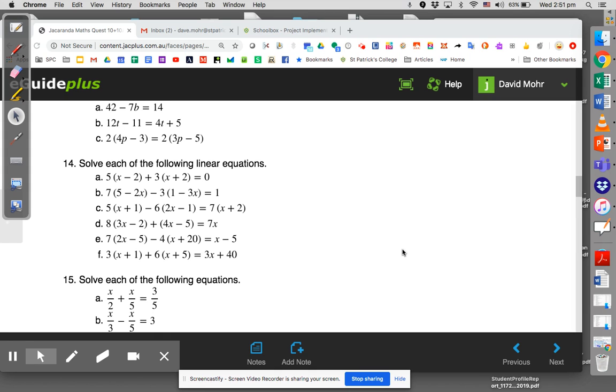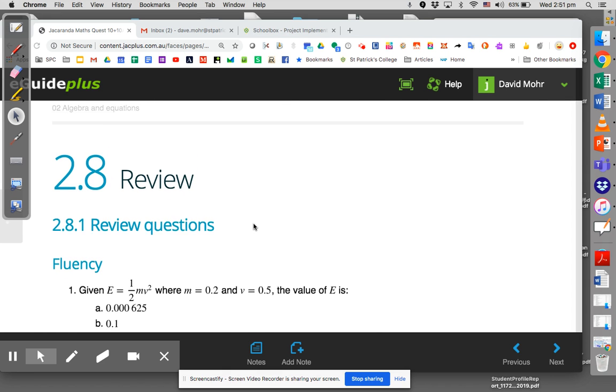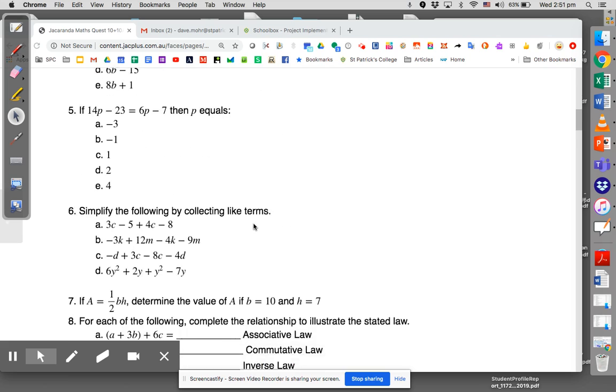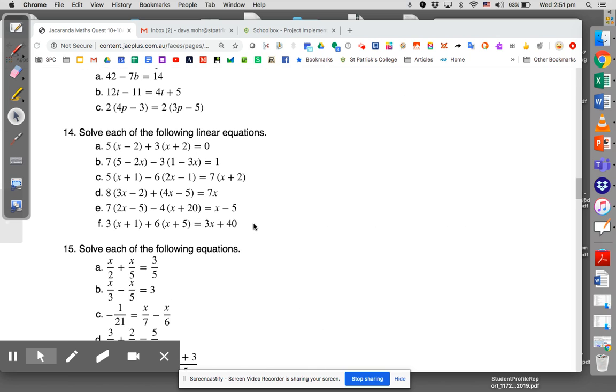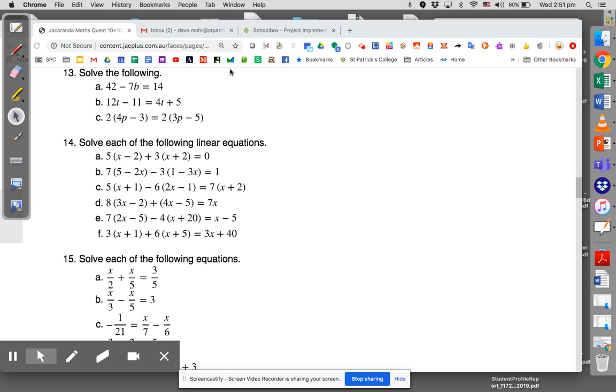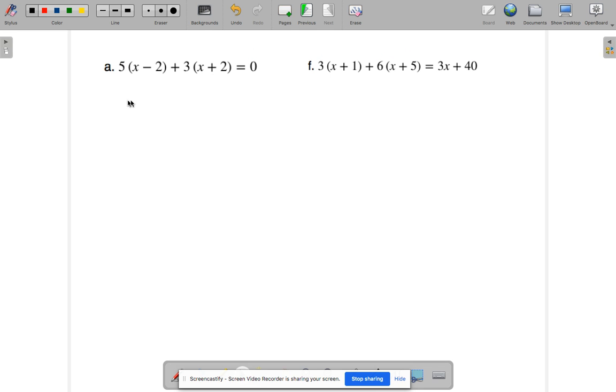Hi everybody, just thought I'd do a couple of harder questions here from question 14. So we're in the review questions section. Okay, so a couple of harder questions from that. So let's see how we go. I've selected questions A and F from that section. Okay, let's start with question A.